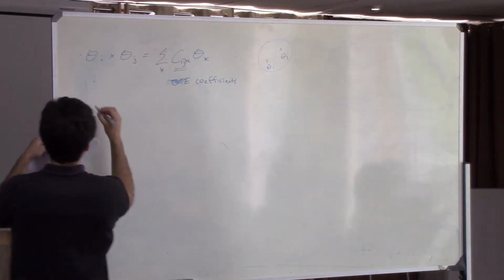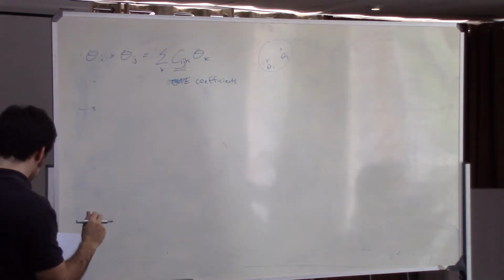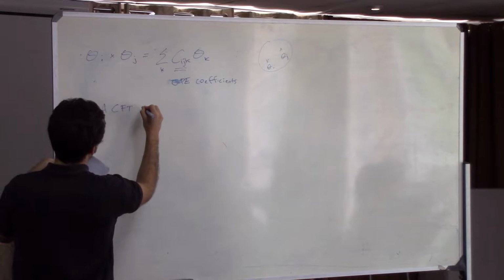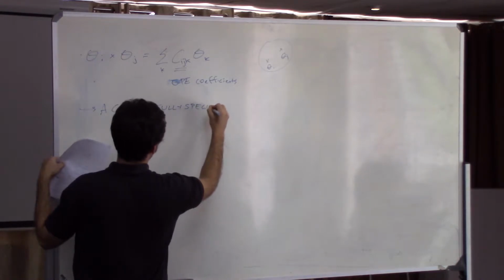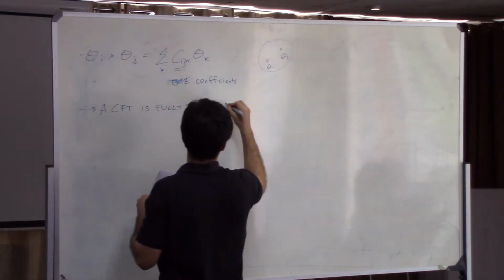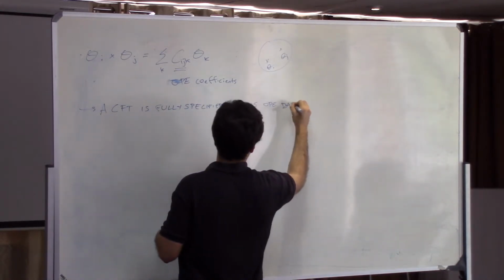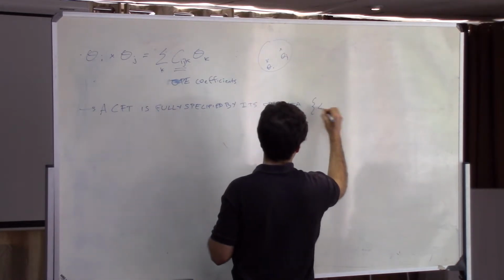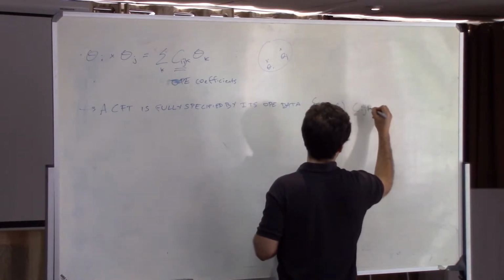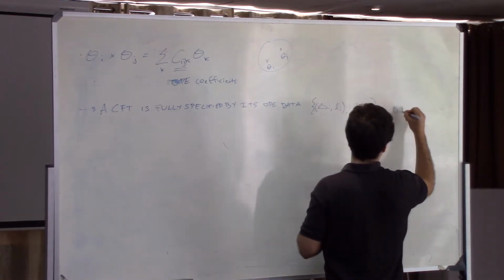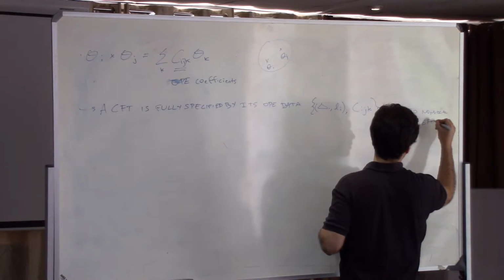Good. So, an important fact, and the whole reason I was going through these foundations, is that a CFT is fully specified by its OPE data, namely the spectrum of dimensions and spins, and the OPE coefficients, up to non-local effects.